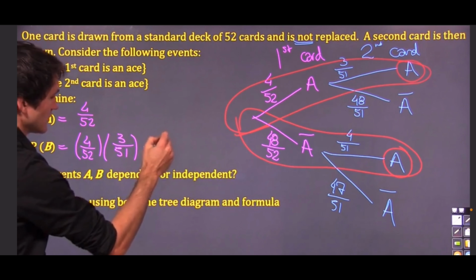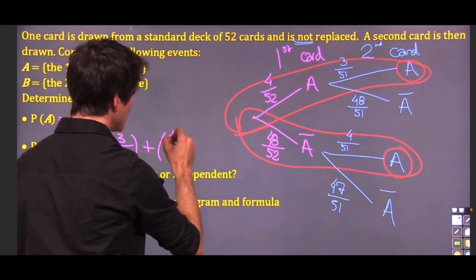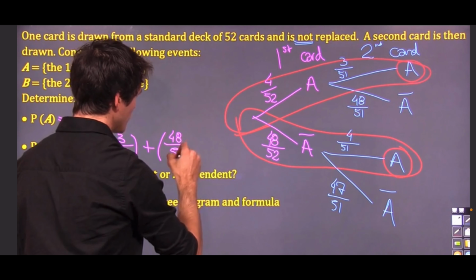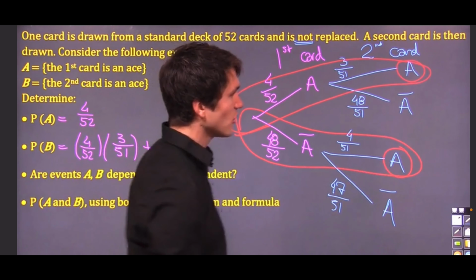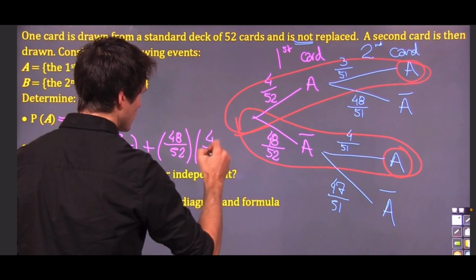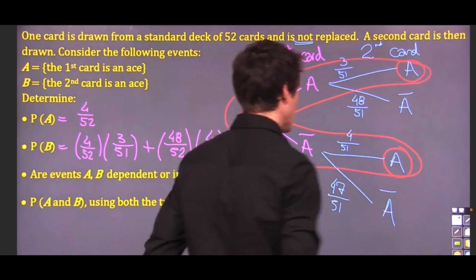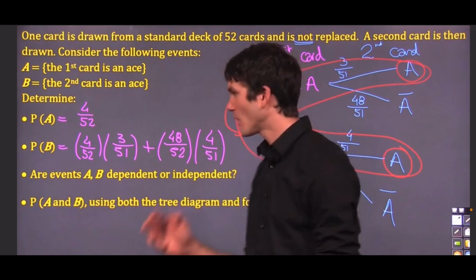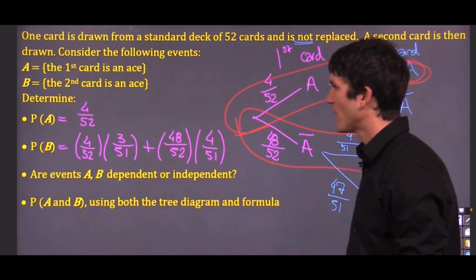Now this one here, same thing. You don't get an ace for the first draw, which is 48 out of 52, quite a high probability. But then on the next one, the second draw, you do get an ace. That happens with 4 out of 51. And so there you've got the probability of you getting an ace on the second draw. Okay, so we found all these things.